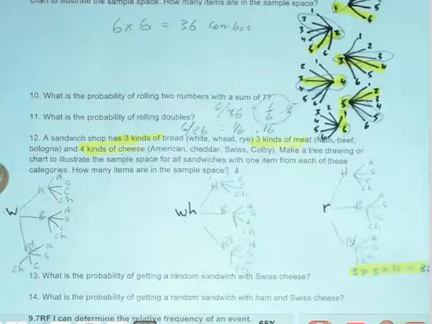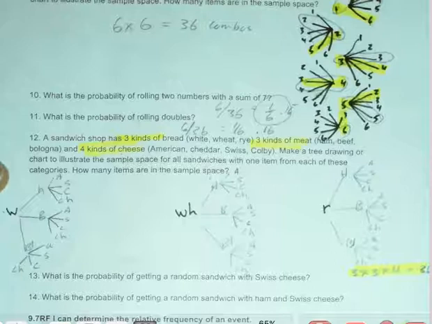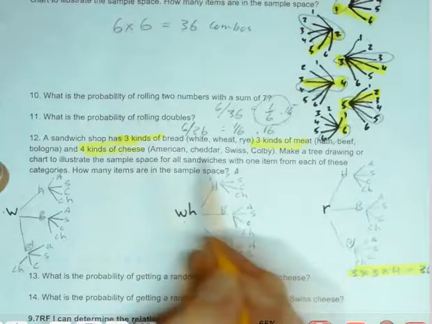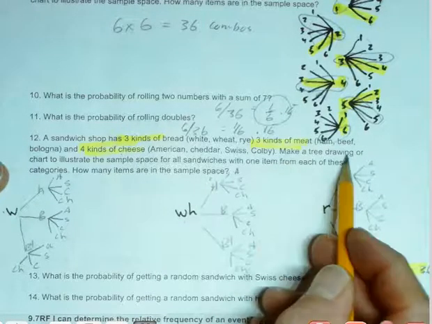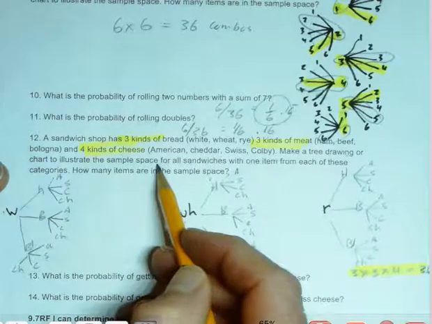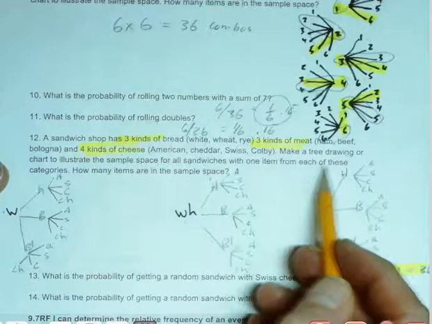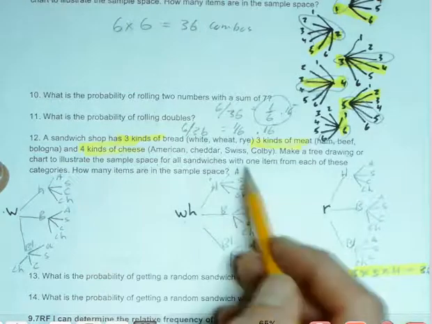So I've got everything labeled out. Now you can see why I drew it out ahead of time, right? It would have taken me forever. So I've got this thing here. I made my tree drawing or chart to illustrate the sample space for all the sandwiches with one item from each of these categories.